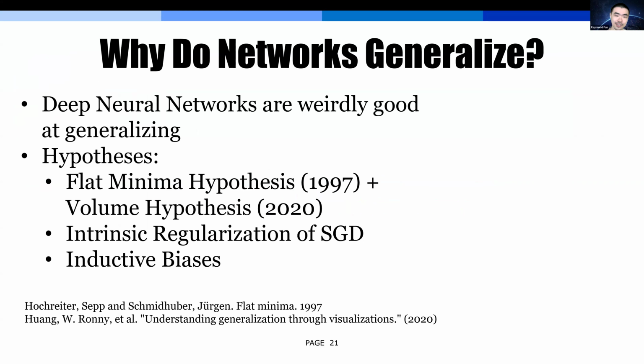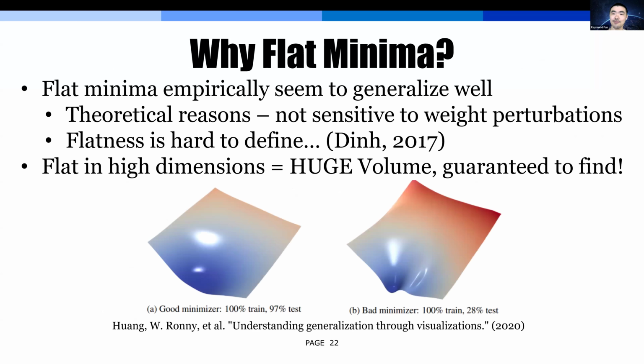There have been a number of hypotheses about this. The one that I'll be talking about is a combination of ideas called the flat minima hypothesis and a more recent one called the volume hypothesis. But just for context, there are other ideas such as the intrinsic regularization of stochastic gradient descent, or inductive biases in the way that we make our networks that people also believe are important for generalization. So the one that I'll be talking about is the flat minima hypothesis.